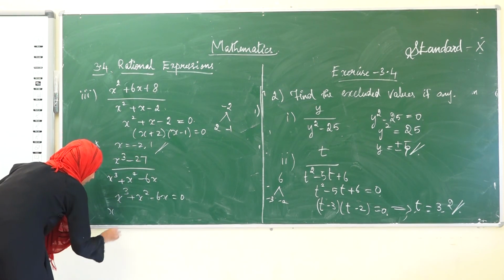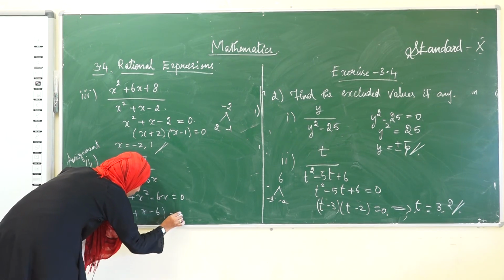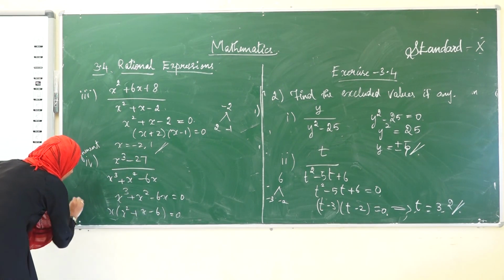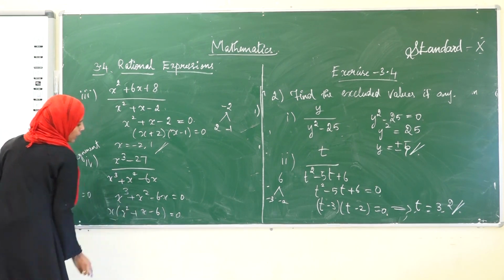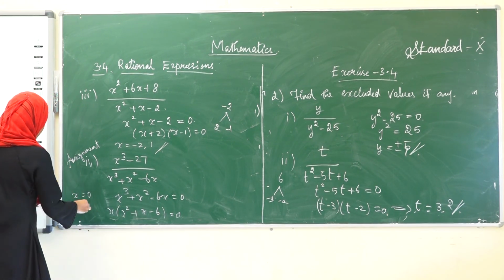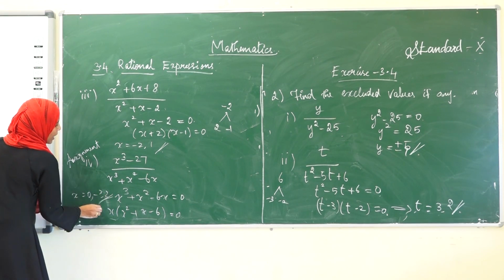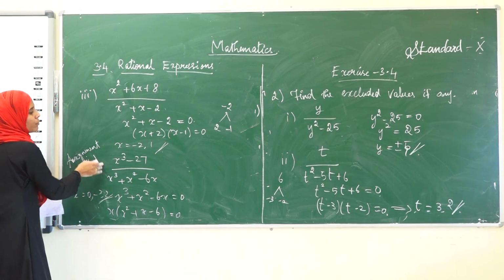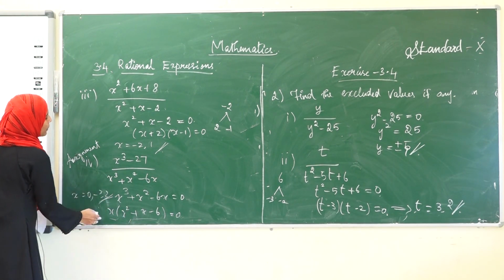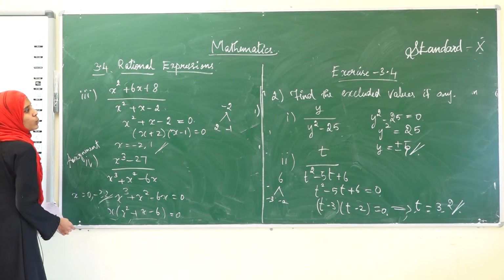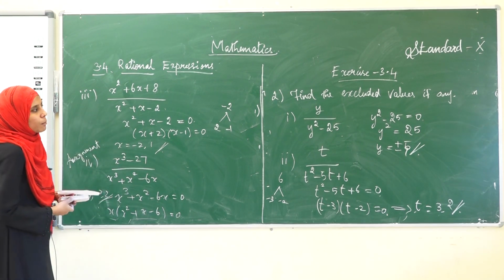We are going to take x outside, x square plus x minus 6 is equal to 0. From this we already got one value of x, which is 0, and from the quadratic we are going to get two values. Therefore, totally three values, 0, minus 3, 2. These three are the excluded values of this given rational expression. See, do these steps here. I have given you some hint. I have given you the answer. So, totally two sums in this exercise will be the assignment for you.